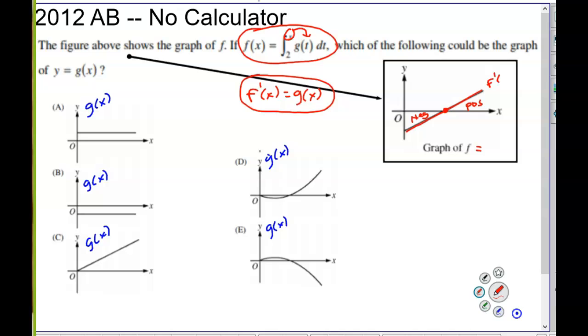What do you know about f prime right now? Positive. Notice it's an increasing line. This is linear. F prime is positive, but it's also a constant. The same slope the whole time. So now I'm looking for the graph of g, which is the graph of this slope. So which graph is a positive constant?